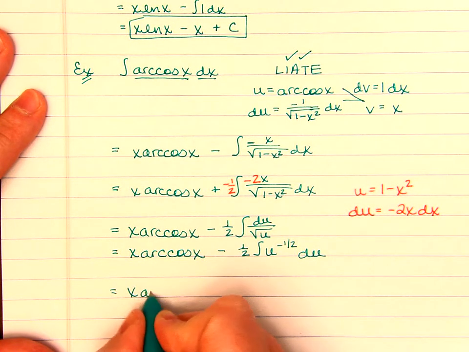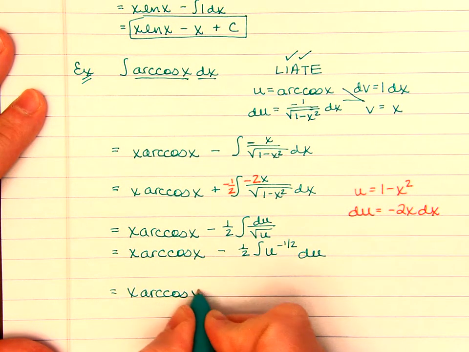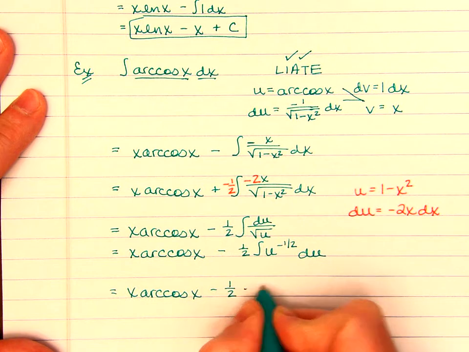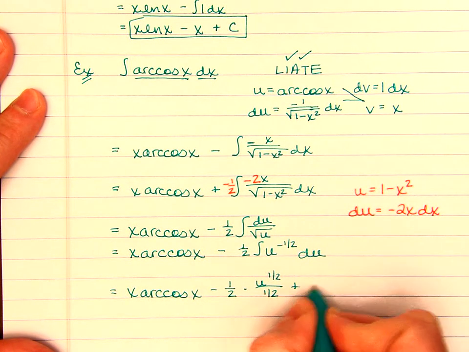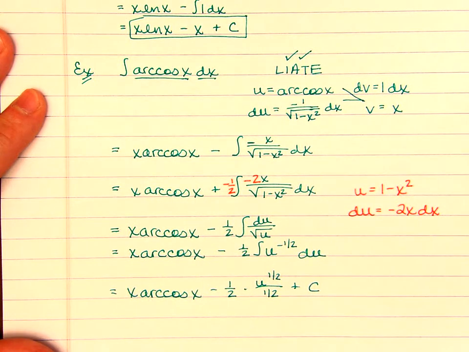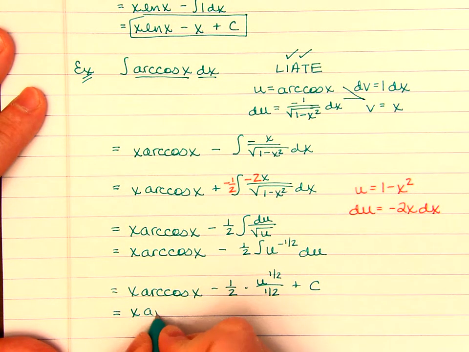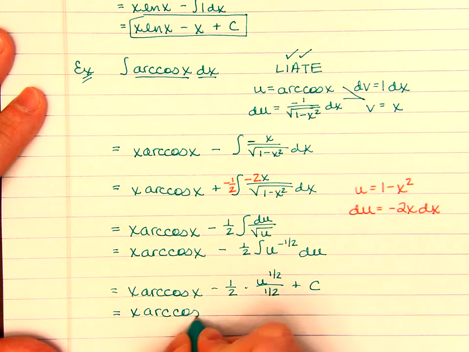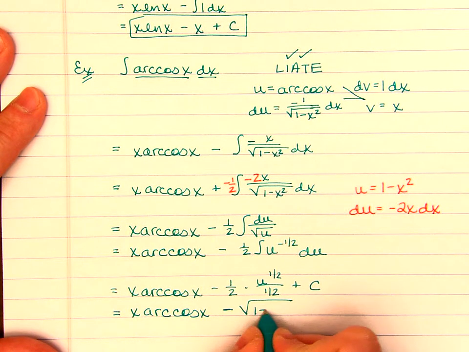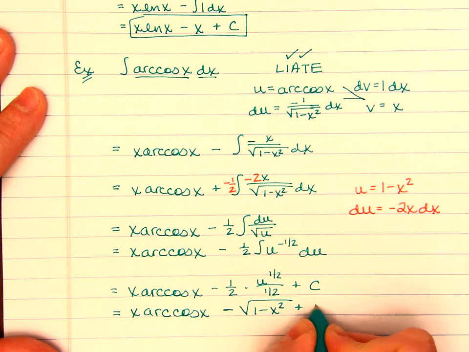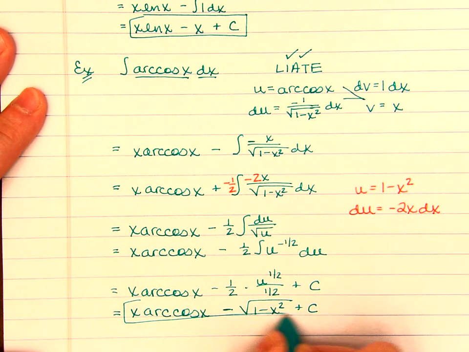Go and integrate. I get x times the arc cosine of x minus 1/2 times u to the 1/2 over 1/2 plus a constant. 1/2 times the reciprocal of this is 2. Those pieces are going to cancel. I'm going to replace the u with what it stood for, and I'm going to get x times the arc cosine of x minus the square root of 1 minus x squared plus a constant.